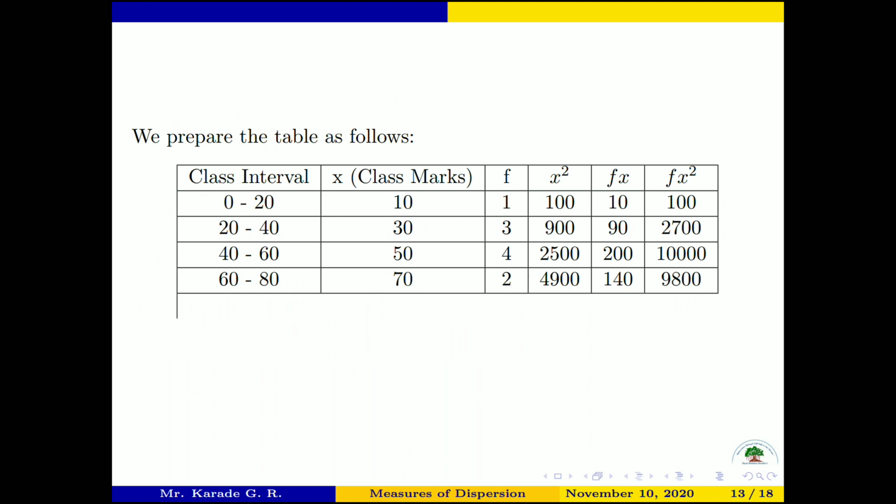Next class interval 60 to 80, and next is total value. So total of frequency is 10, total of values of fx is 440, and total of values of fx square is 22,600. Okay, so therefore from the above table we can write value of n, means summation of frequencies, and it is equal to 10.